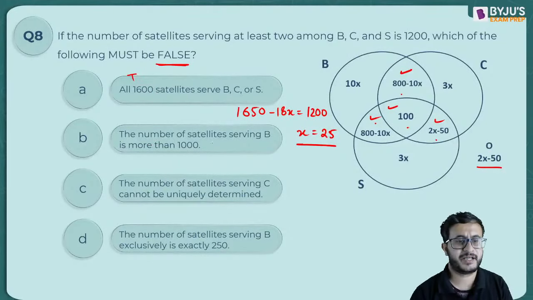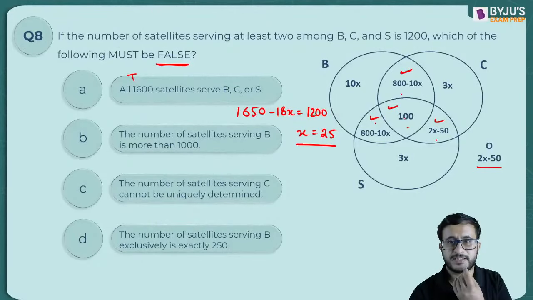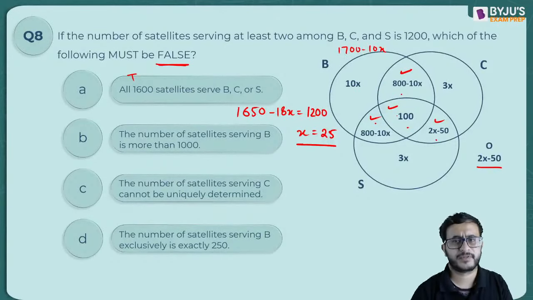The number of satellites serving B is more than 1000. Okay, so how much will B be? 1600 plus 1700, okay, minus 10x. Minus 10x, yes, it is greater, right? So this is also true.